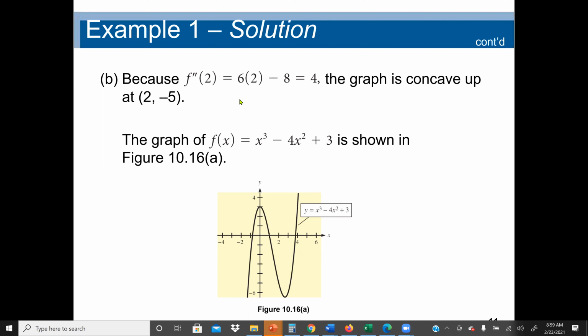And there's no trick here. Always the steps are the same. Find the second derivative of the function, substitute the x value. If the second derivative at the x value is greater than 0, then it's concave up. If it's less than 0, then it's concave down. That's it.